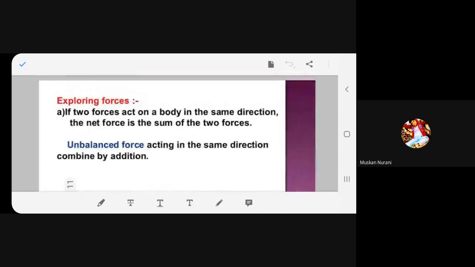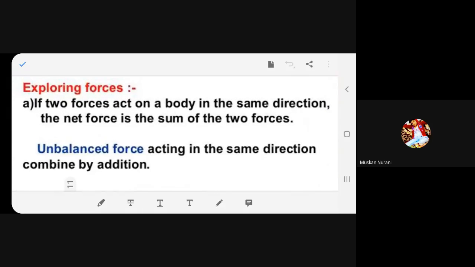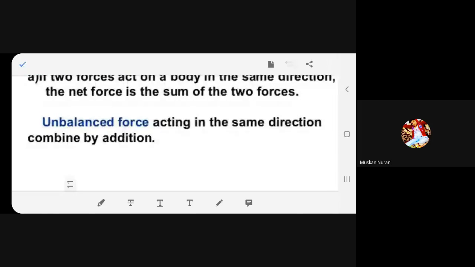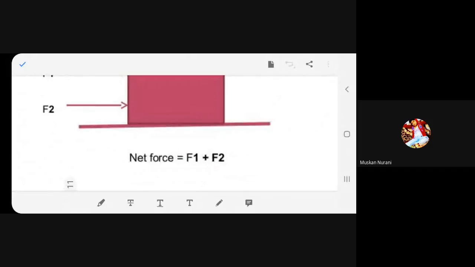Now we'll see what are the types of forces applied on the object. Exploring forces. Number A. If two forces act on a body in the same direction, the net force is the sum of the two forces. Read: unbalanced forces acting in the same direction combine by addition. Net force is equal to F1 plus F2. So all of you understood what is the net force? The addition of the forces.